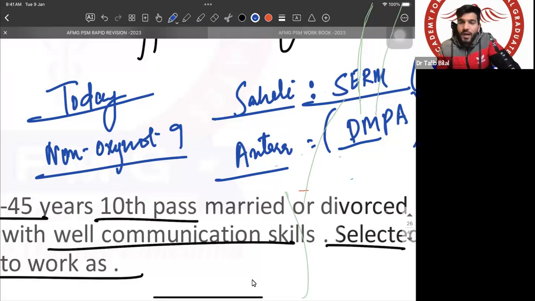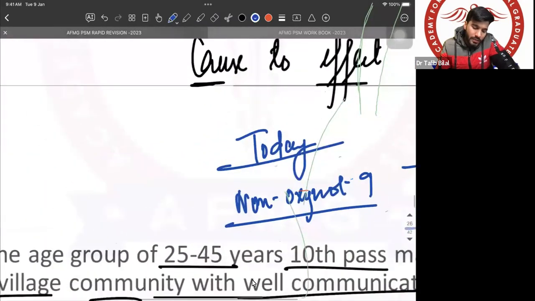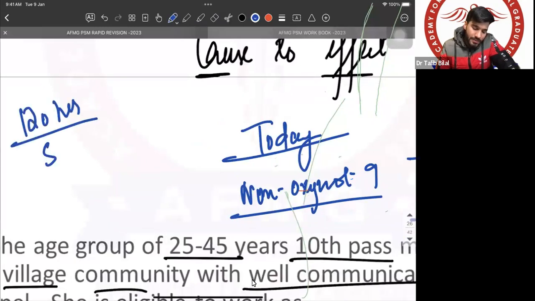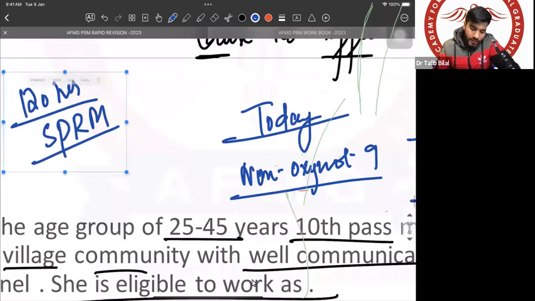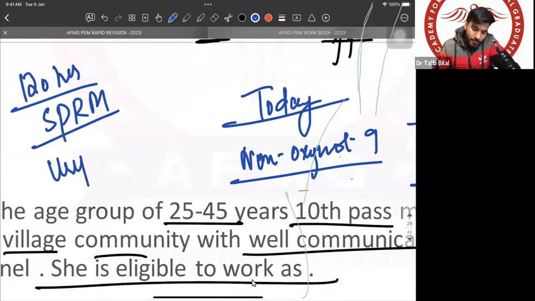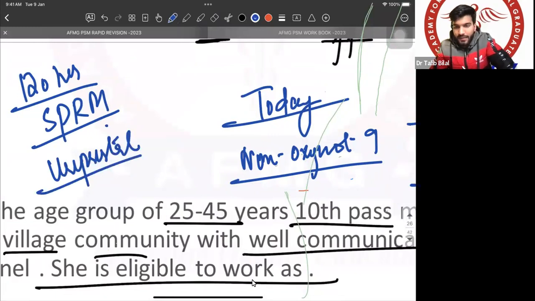Now they are also fond of asking: unprotected sex within 72 hours, what will be your medication? Levonorgestrel, LNG, Unwanted 72, I-Pill, whatever you call that, you already know better. Or they can ask about one more drug that can be used up till 120 hours. That is a selective progesterone receptor modulator, SPRM. What is the drug, guys? Ulipristal. Is that clear? So these are the drugs you have to remember from the contraception side.